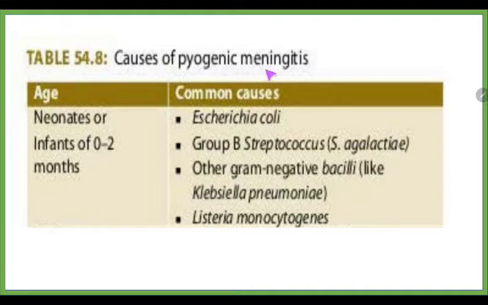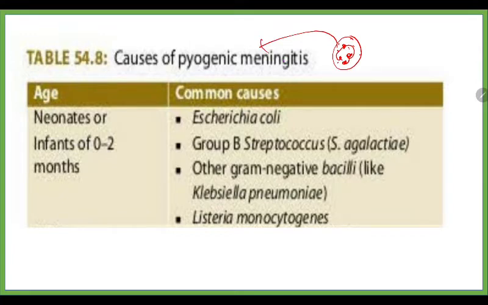Coming to the causes of pyogenic meningitis. Meningitis is divided into pyogenic meningitis and aseptic meningitis. The difference is that in aseptic meningitis there is no sepsis, there are no pus cells. In pyogenic meningitis there will be pus cells. What is a pus cell? A pus cell is basically a neutrophil. So pyogenic meningitis will have neutrophils in the CSF.